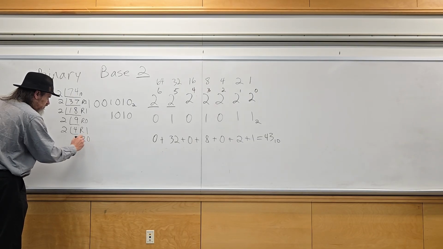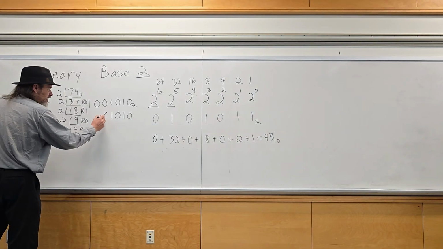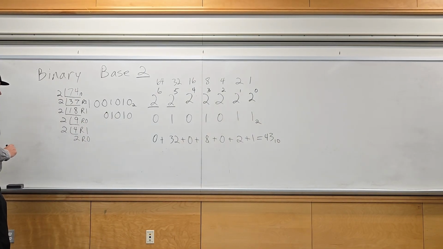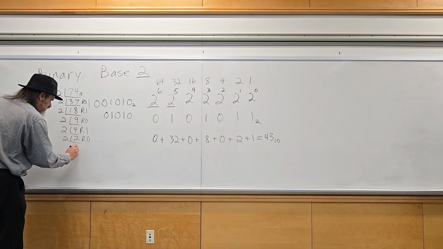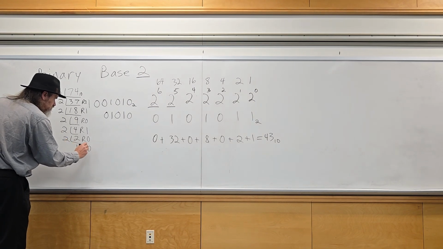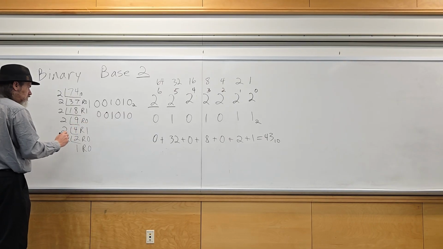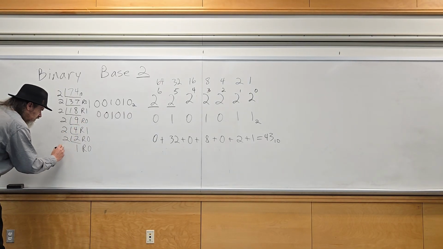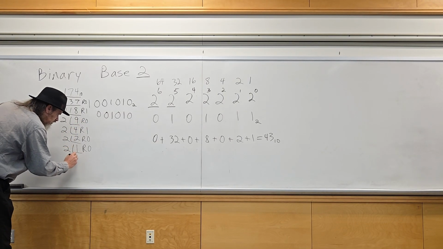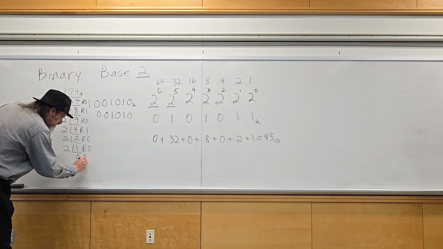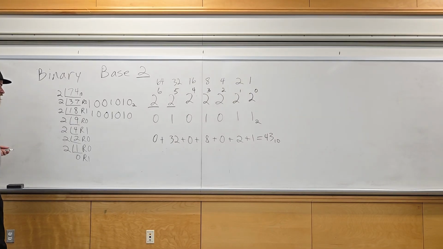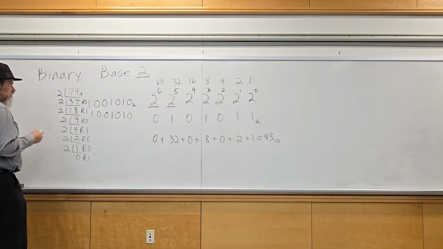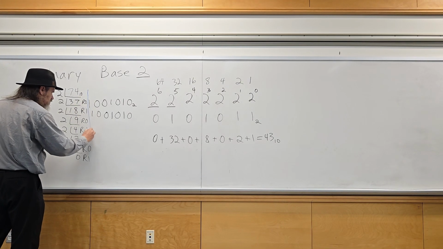The remainder of 0. Put another 0. 2 goes into 2 1 time with a remainder of 0. Put another 0. 2 goes into 1 0 times with a remainder of 1. So there's your result, let me just make the distinction here.